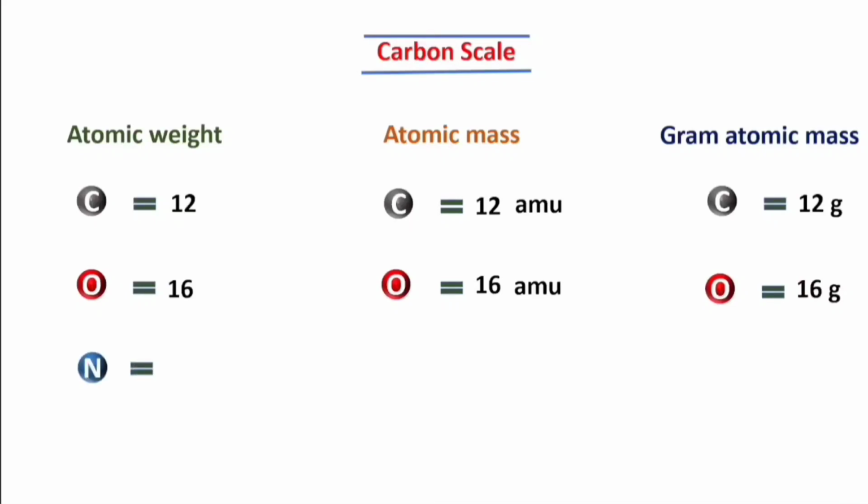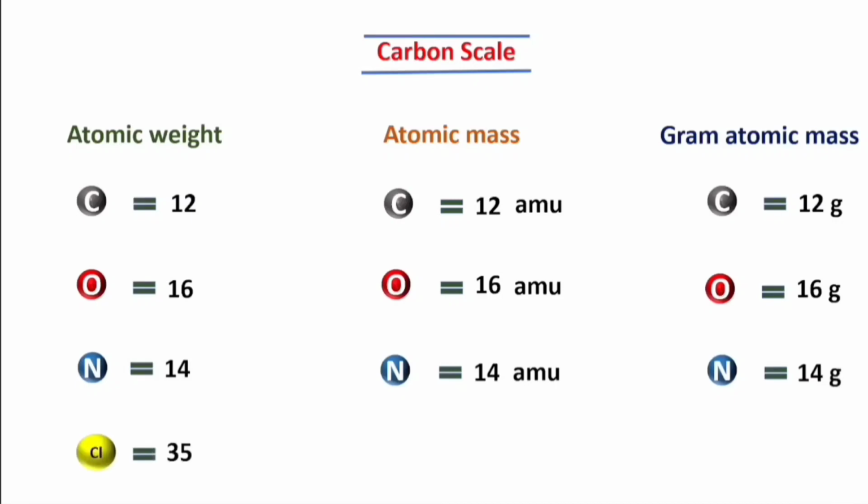Same way, nitrogen is 14 times heavier than the 1/12 of a carbon atom. So the atomic weight of nitrogen is 14 and atomic mass is 14 into 1.6603 into 10 raised to the power minus 24 gram or 14 AMU. And the gram atomic mass of nitrogen is 14 gram. Same way, chlorine has atomic weight 35, atomic mass 35 AMU, and gram atomic mass 35 gram.